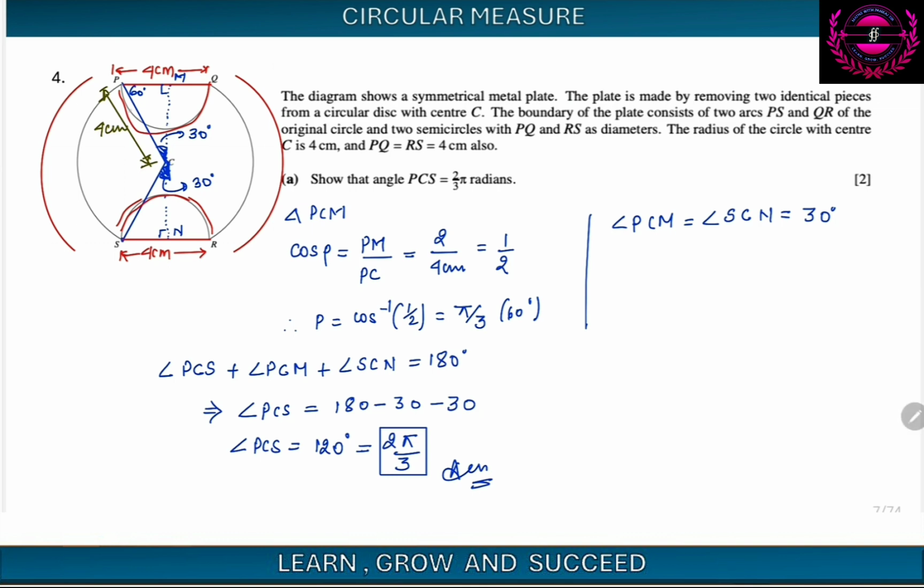So arc length of PS and QR can be calculated using r theta. R is 4 centimeter, and theta we have just calculated, 2 pi by 3. So it will become 4 into 2 pi by 3. And for the perimeter of the semicircle, we will do pi into radius of the semicircle, which is 2 centimeters. By adding all these, we will be able to find the total perimeter, which is easy to calculate, so we will be skipping this question. We will move to the next question.